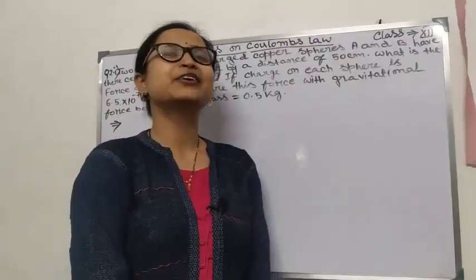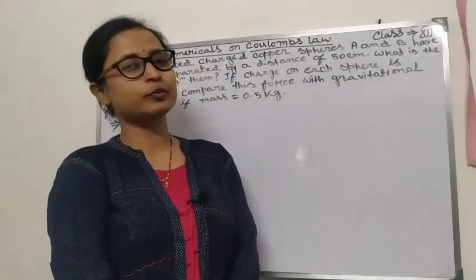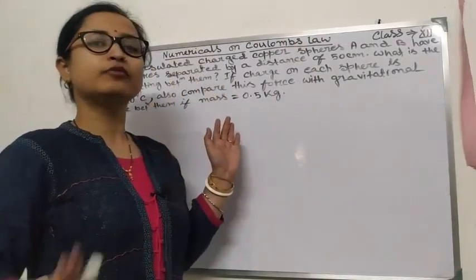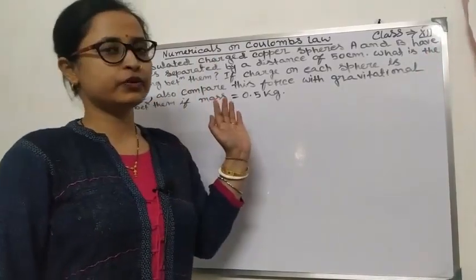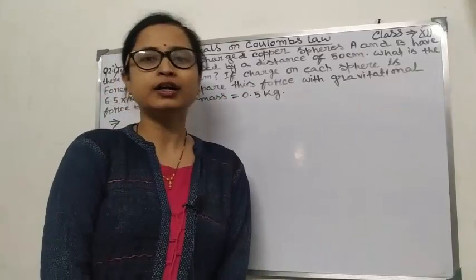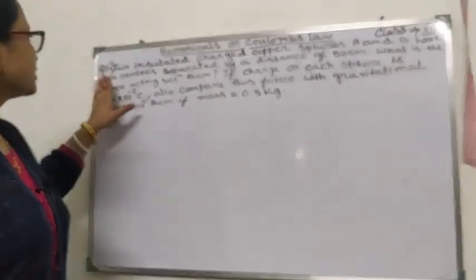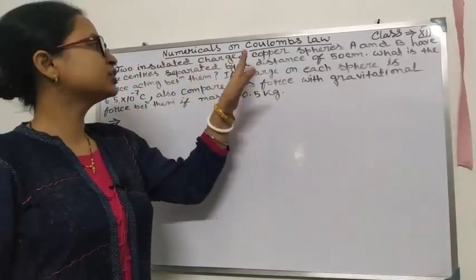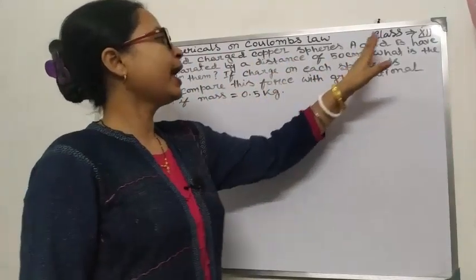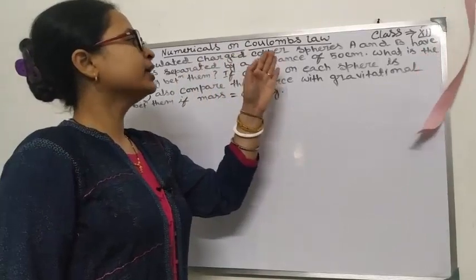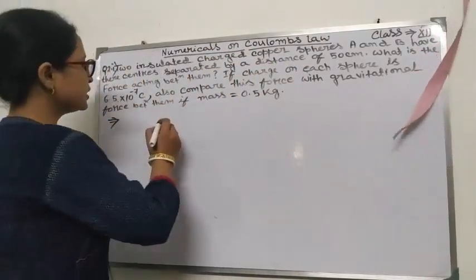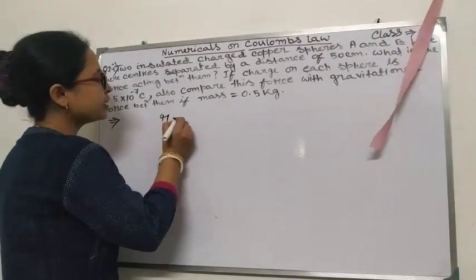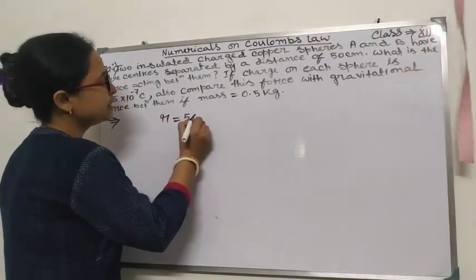So let us start our second numerical from your NCERT book only. This numerical has two parts, but first let us solve the first part, then after that I will solve the next part. What is the question? Two insulated charged copper spheres A and B have their centers separated by a distance of 50 centimeter. That means what is the distance between these two charges? R is equal to 50 centimeter here.